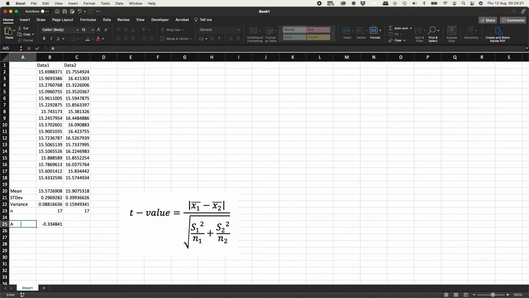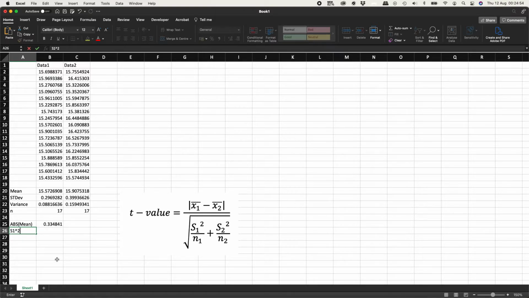So I want the absolute value of the mean, which is exactly what the formula is indicating here. So right before the subtraction, I'm going to put ABS, which is the absolute value of the two. So instead of being minus 0.334841, now it's 0.334841. It's a positive value. In the next case, we're going to do the variance, which is S1 elevated to the square, which has already been elevated, right?